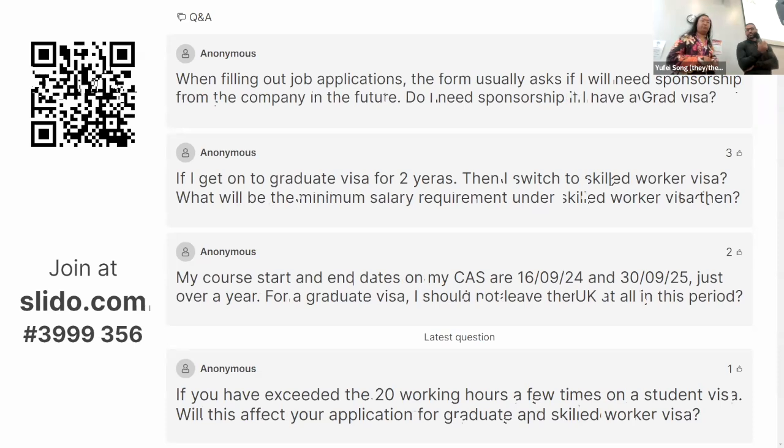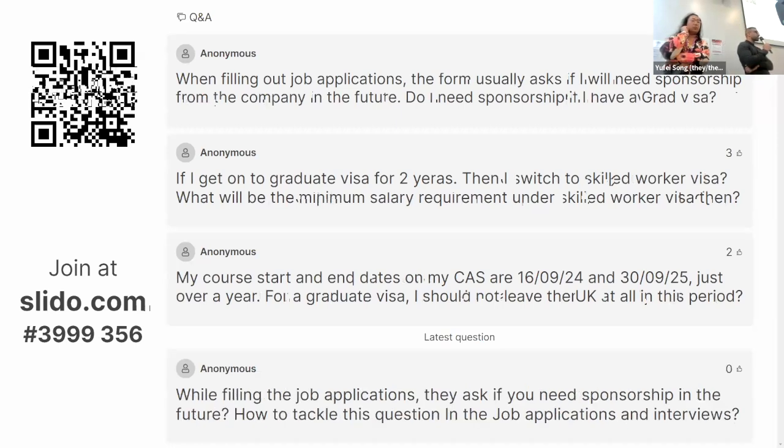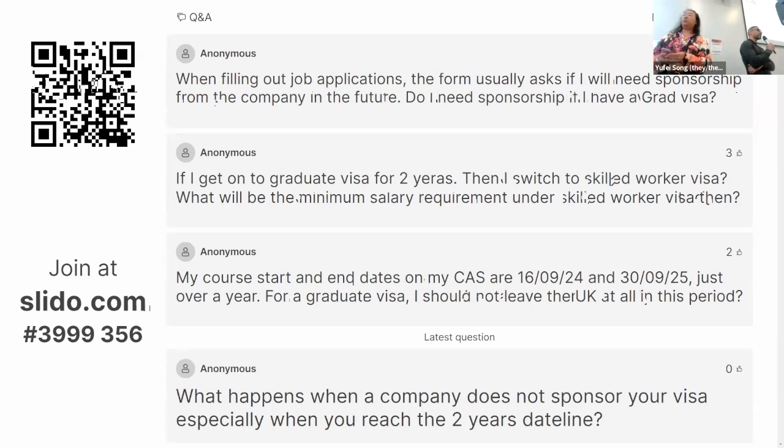Shall we move on to the second one? Do you want to choose a question or should I just answer from there? Yeah, you can answer from there. So the second question is, if I get onto a graduate visa for 2 years and I switch to a skilled worker visa, what would be the minimum salary requirements under the skilled worker threshold? Anyone switching from a graduate visa or student visa would be regarded as a new entrant if they're switching straight away or within a 2-year period from having completed that visa. Then the minimum requirement is 30,960 or the going rate for the role, whichever is higher.